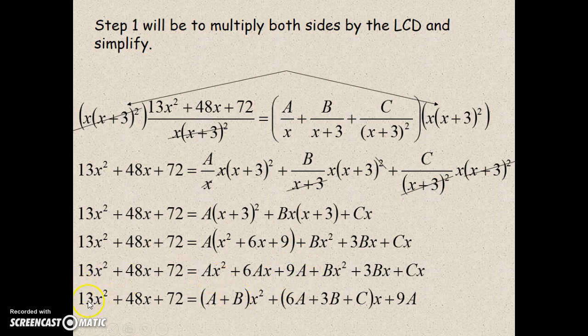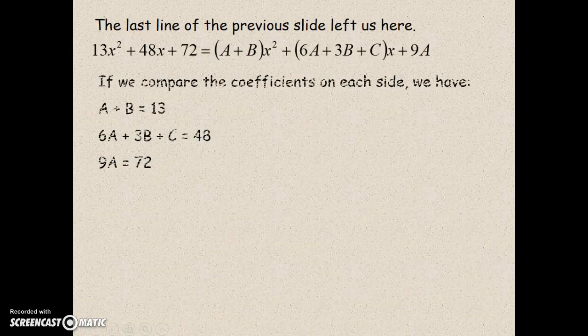We get that from the coefficient on the left-hand side. We know 6a plus 3b plus c has to equal 48, and we know that 9a has to equal 72. So we can take all these steps and then set up our systems of equations based on what we get from the right and left hand side.